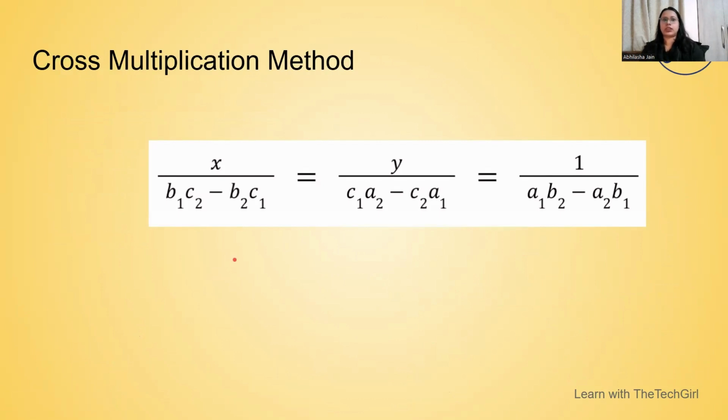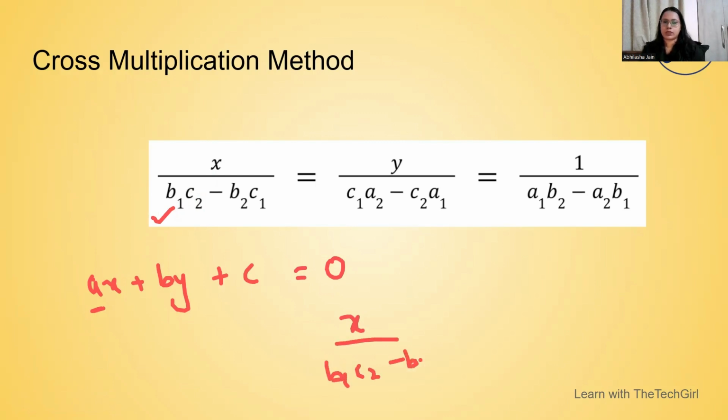The formula to do the cross multiplication is this. Your equation is ax plus by plus c equal to 0, right? So if you see, coefficient of x is nothing but a. So you're going to do x over b1 c2 minus b2 c1, where a1 b1 c1 is from equation 1 and a2 b2 c2 is from equation 2. And then you will equate this with 1 over a1 b2 minus a2 b1, and then you find the value of x, and then you do the similar thing with y to find the value of y.